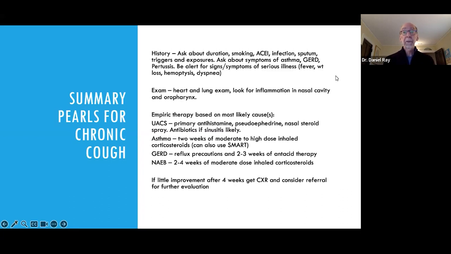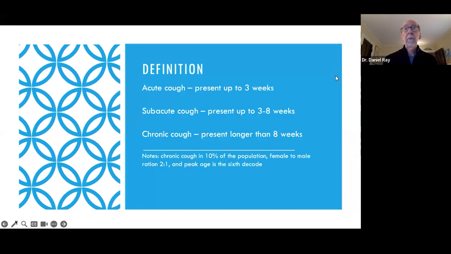So really, this is the heart of our evaluation and treatment of patients with chronic cough that's been going on for months. I'll get to the causes, the explanations behind all this in just a second. First, I wanted to go over the definition of cough, because your approach to the cough really changes depending on how long they've had it.